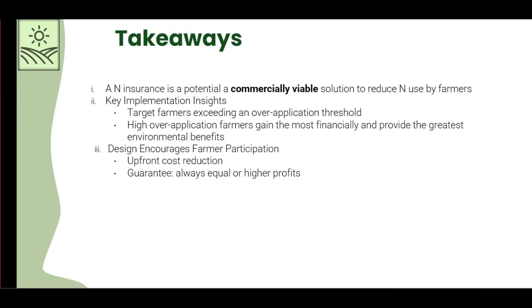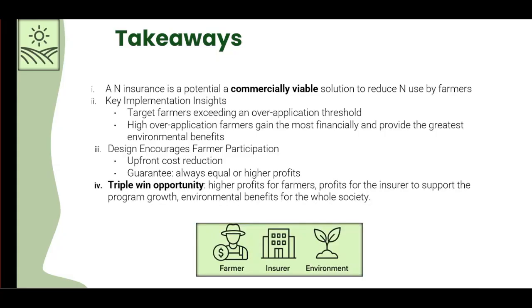We think that the design should encourage farmer participation, so they should see incentives to be part of this, to enroll. That's why we provide an upfront cost reduction. The farmer knows upfront that they are reducing the rate and saving money, and that comes with a guarantee that they will always get the same or more profit. So that's why we factor in the premium.